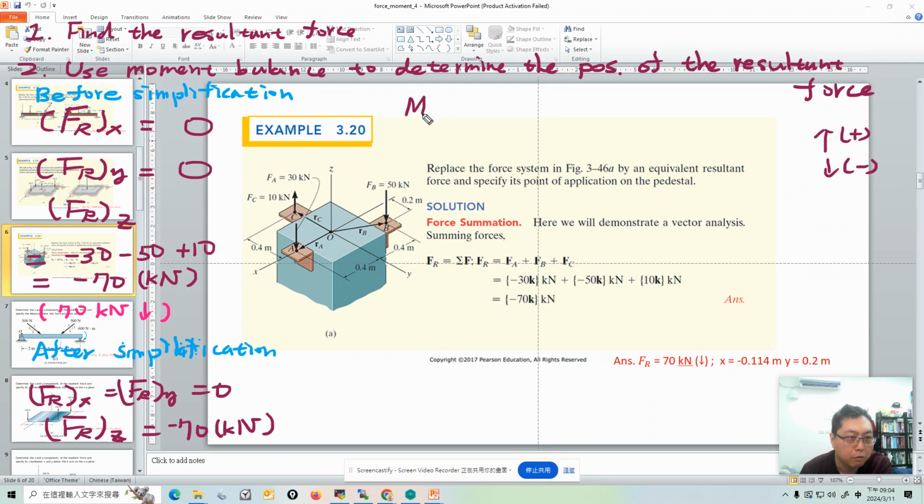You have to calculate the moment with respect to the x-axis, the moment with respect to the y-axis, and the moment with respect to the z-axis. One thing I can guarantee is that the moment with respect to the z-axis will be zero, because these forces are along the z direction, no matter positive z or negative z. They are parallel to the z-axis, so these forces won't create any moment with respect to the z-axis.